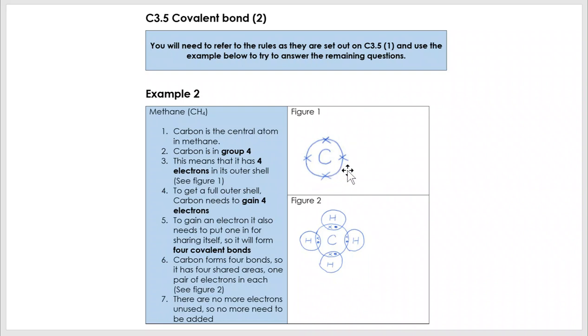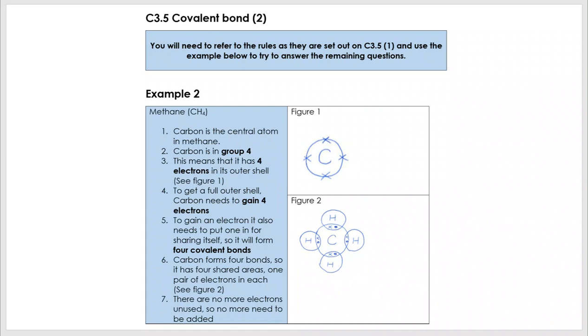Carbon is in group 4, which means it has 4 electrons in its outer shell, which means it needs to gain 4. And that means it will form 4 covalent bonds. Now, within my ring structure, there are 4 different shared areas. So carbon puts 1 of its electrons into each of those. Each hydrogen puts 1 into its shared area. And I can see here that each hydrogen has now got 2 electrons, full outer shell, and the carbon has 2, 4, 6, 8 electrons in the outer shell, a full outer shell.